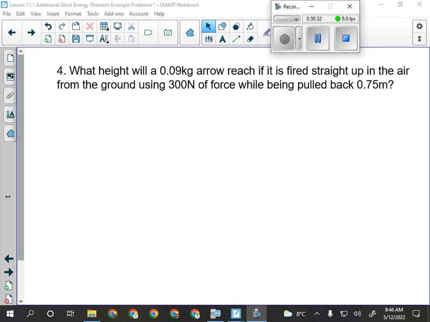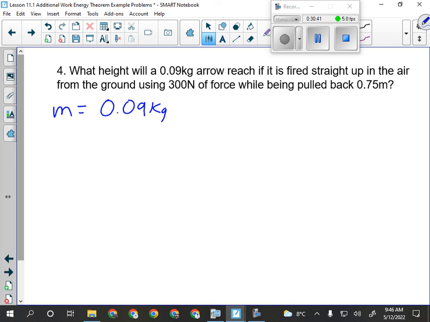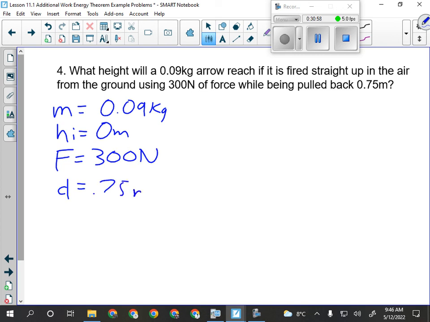Okay, so on this one here, okay, we know the mass of the arrow. Okay, so 0.09 kilograms. Okay, so that's 90 grams. And it's fired straight up in the air from the ground. Anytime they say from the ground, it means our initial height is 0. Okay, while using 300 newtons worth of force to draw back the bow 0.75 meters. Okay, what kind of energy is being changed in this question? Potential. All right, we're comparing heights here. So we're looking at the change in potential energy.